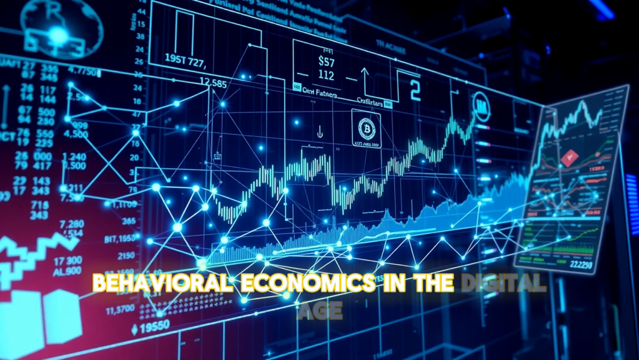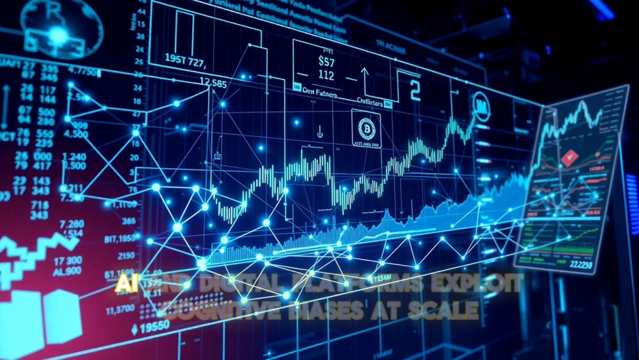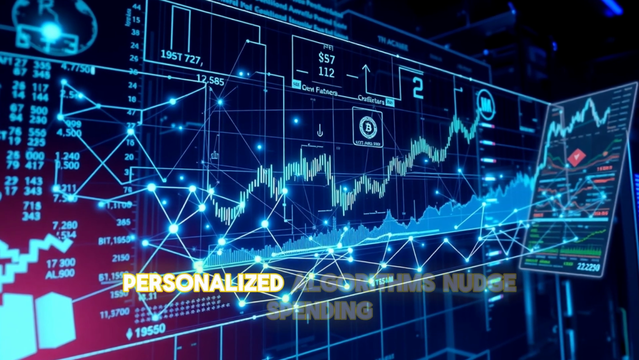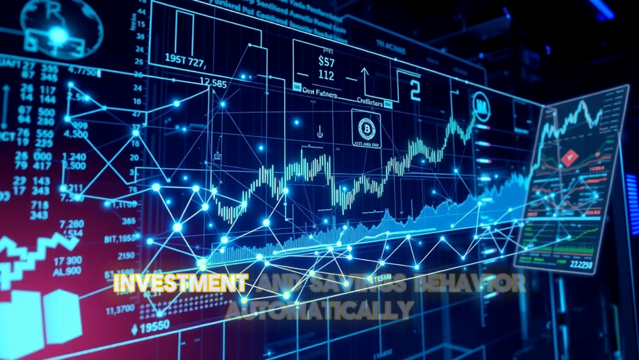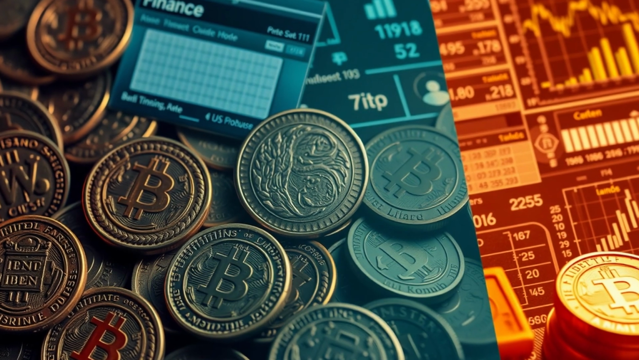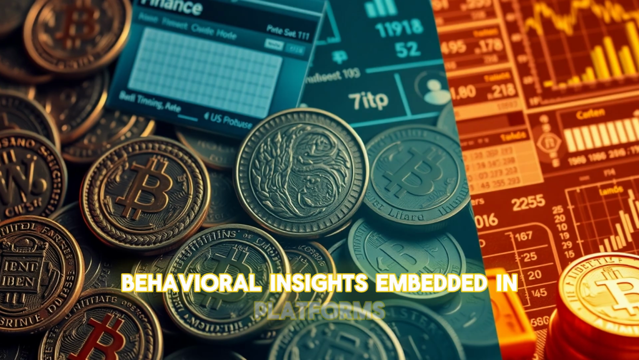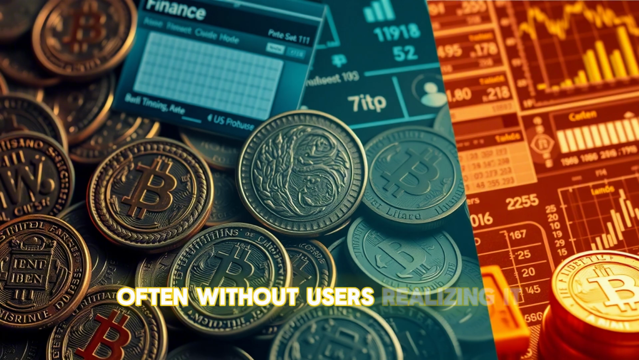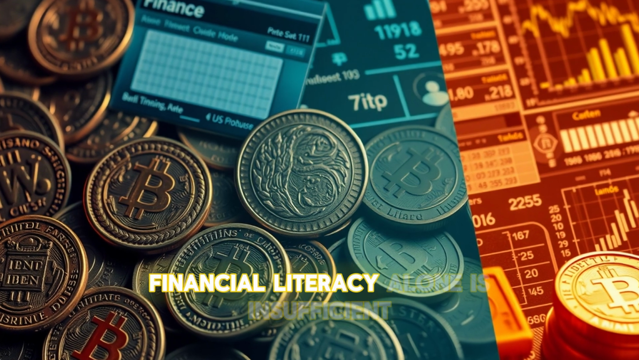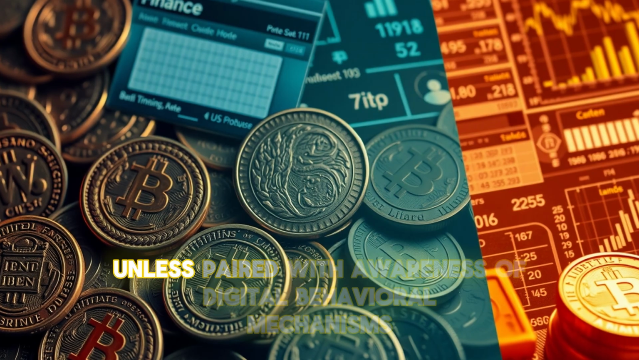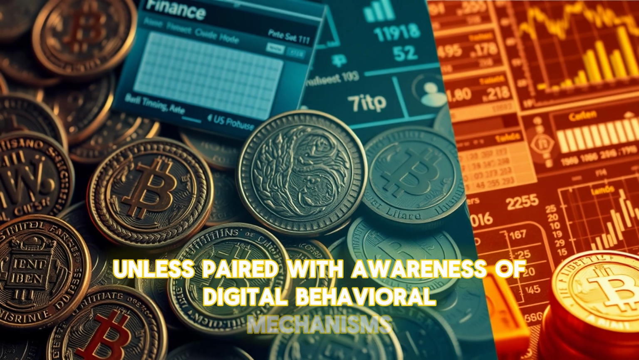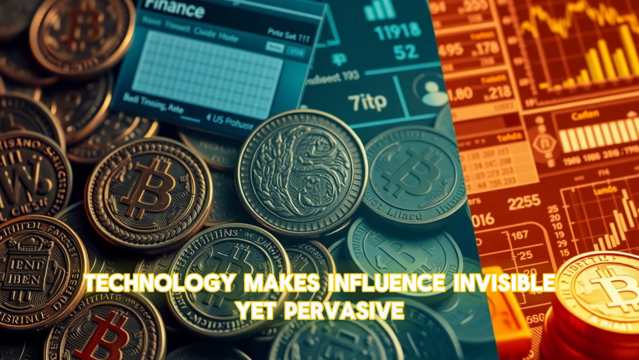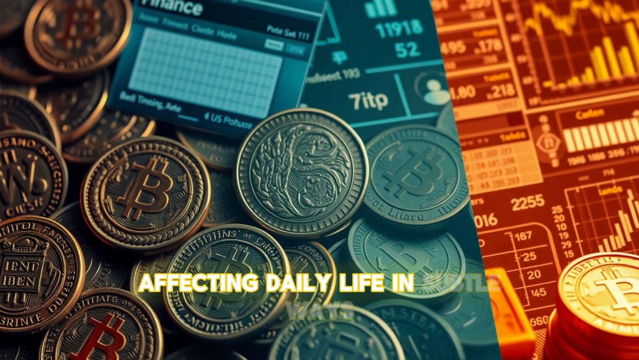Behavioral economics in the digital age. AI and digital platforms exploit cognitive biases at scale. Personalized algorithms nudge spending, investment, and savings behavior automatically. Behavioral insights embedded in platforms encourage patterns aligned with institutional goals, often without users realizing it. Financial literacy alone is insufficient unless paired with awareness of digital behavioral mechanisms. Technology makes influence invisible, yet pervasive, affecting daily life in subtle ways.